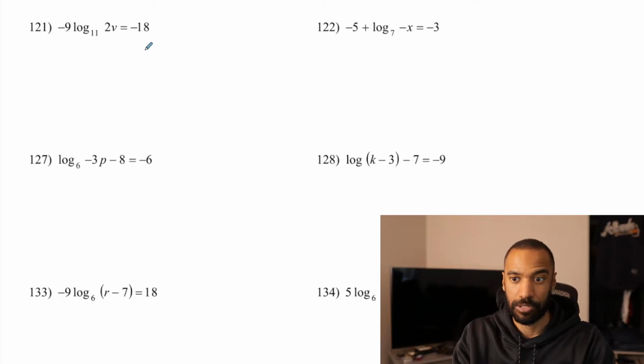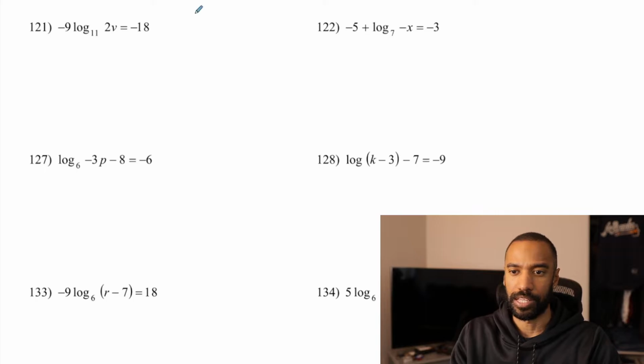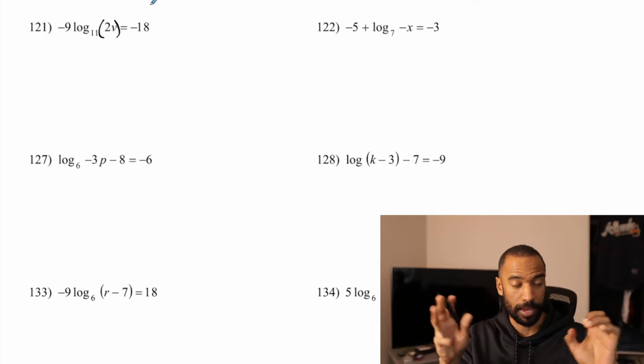Okay, the essence is now to actually solve for variables in these equations. Now, they are missing parentheses. I really wish they had them. We are going to solve for v in this. For what value of v would make this statement true?